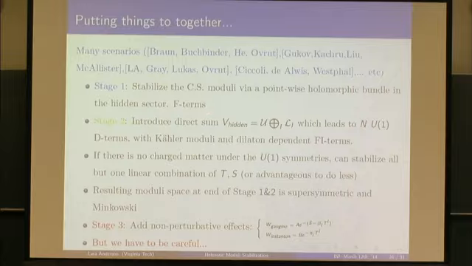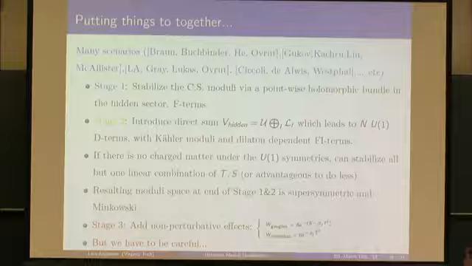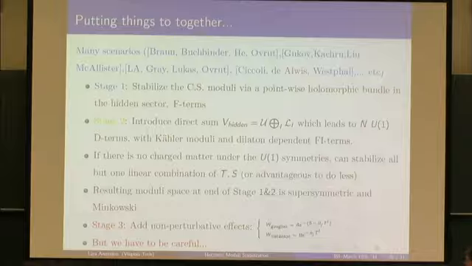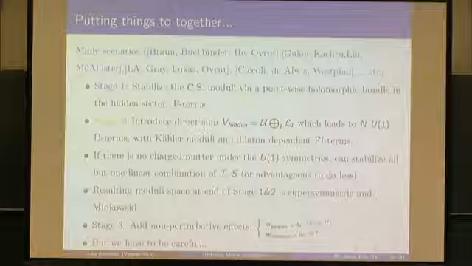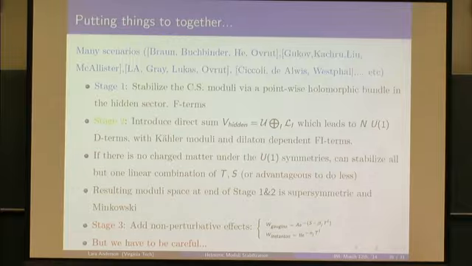You could try and use D terms to constrain Kähler moduli and dilaton-dependent Fayet-Iliopoulos terms. So, for example, have a hidden sector which is reducible, which leads to these Green-Schwarz anomalous U1s. If there's no charged matter under the U1 symmetries, you could stabilize all but one linear combination of T or S in principle. May be advantageous to do less. The resulting moduli space at the end of this perturbative story now would be supersymmetric in Minkowski. At that point, you could try and add non-perturbative effects to both break supersymmetry and stabilize the remaining moduli.